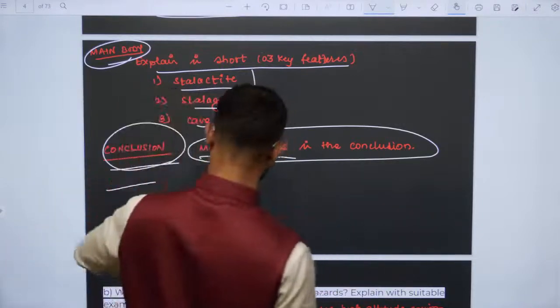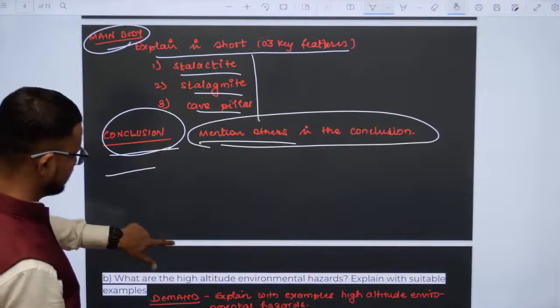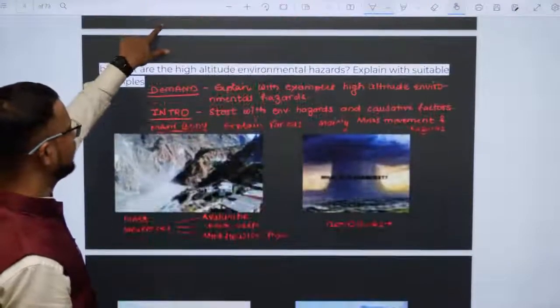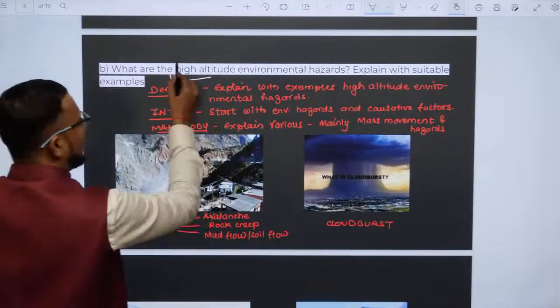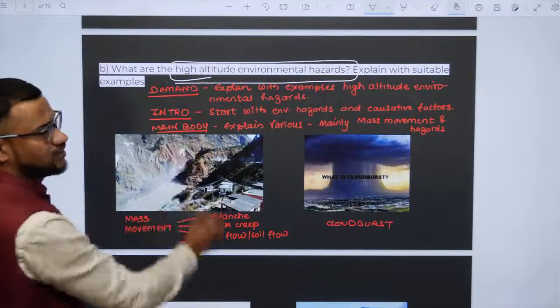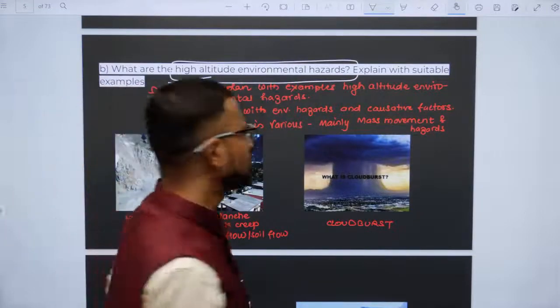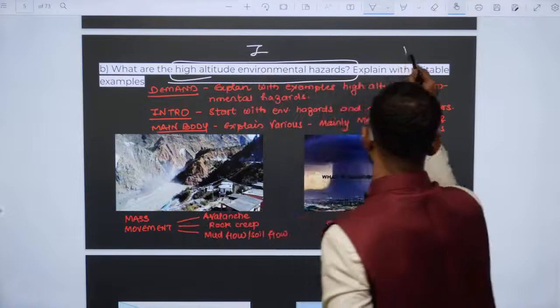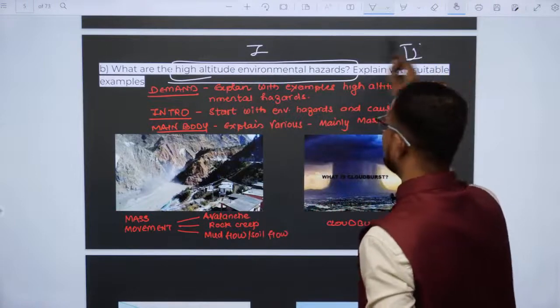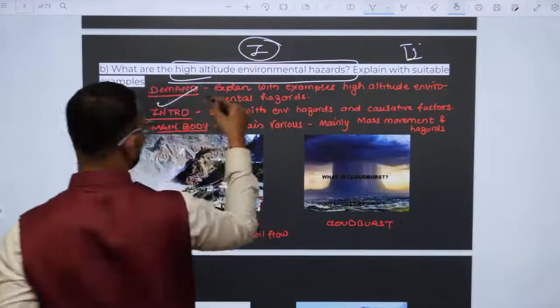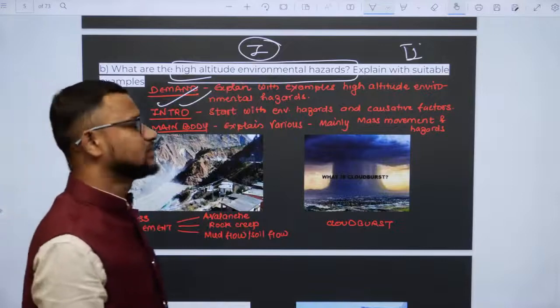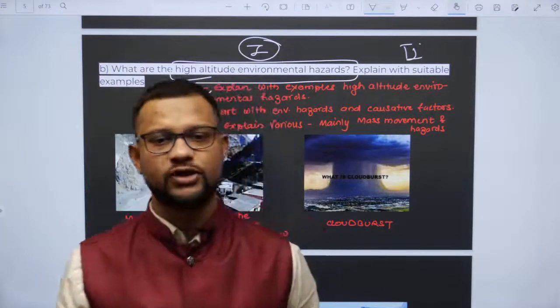Then second question is like high altitude environmental hazards. Quite simple question. First part it is what, in the second explain with examples, ठीक है. First एक ही part है and the demand is quite clear. Explain with examples the high altitude environmental hazards.